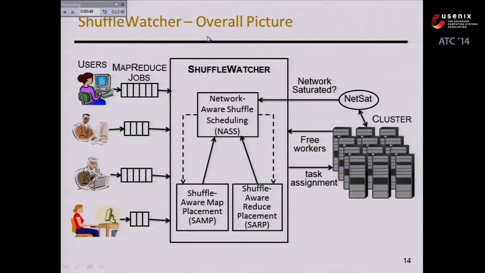For example, if the network is pretty heavily loaded, we can schedule a compute-intensive task which does not put any pressure on the network. So shuffle-aware map placement recommendations become handy for the NAS scheduler. And if network consumption is pretty low, we can take recommendations from SARP and schedule those reduce tasks which have heavy shuffle traffic. This way, we can not only shape traffic, but also help reduce traffic with the help of SAMP and SARP.